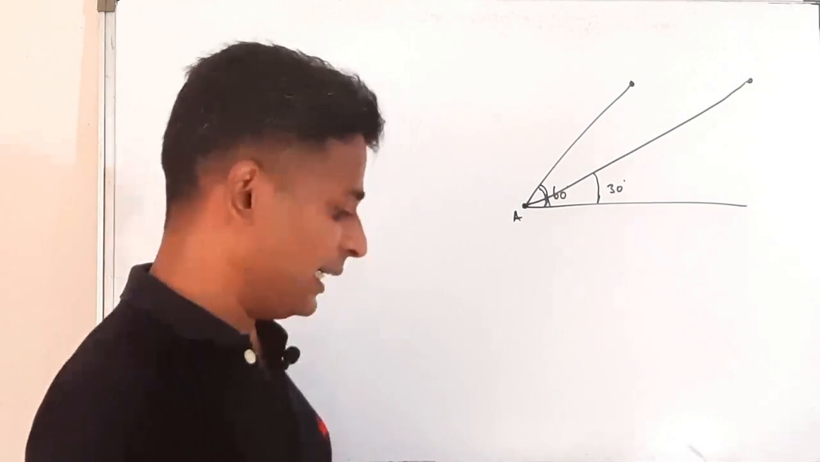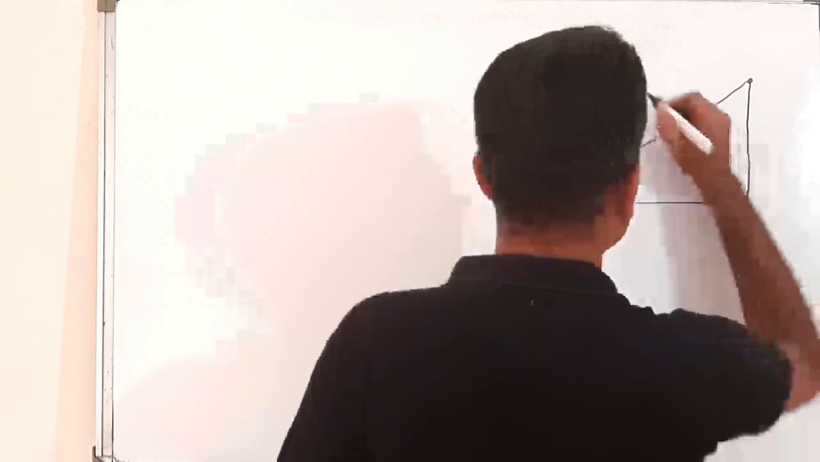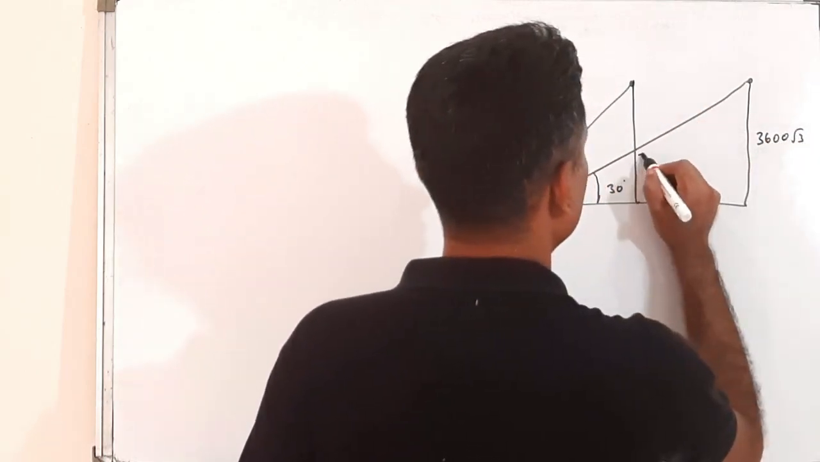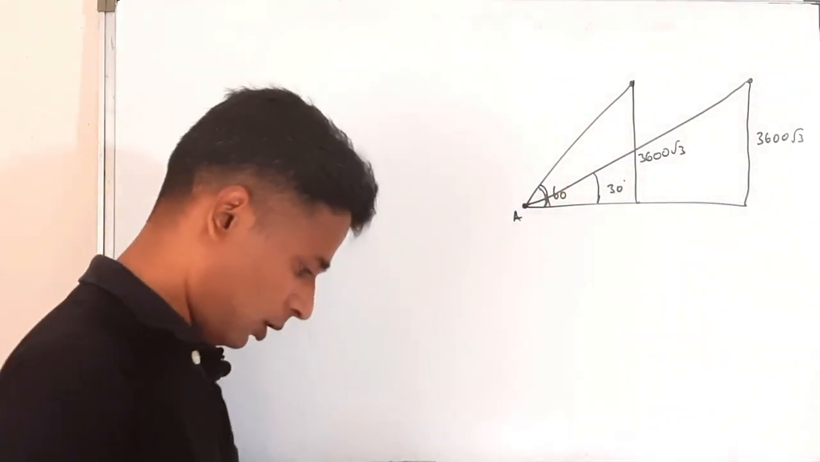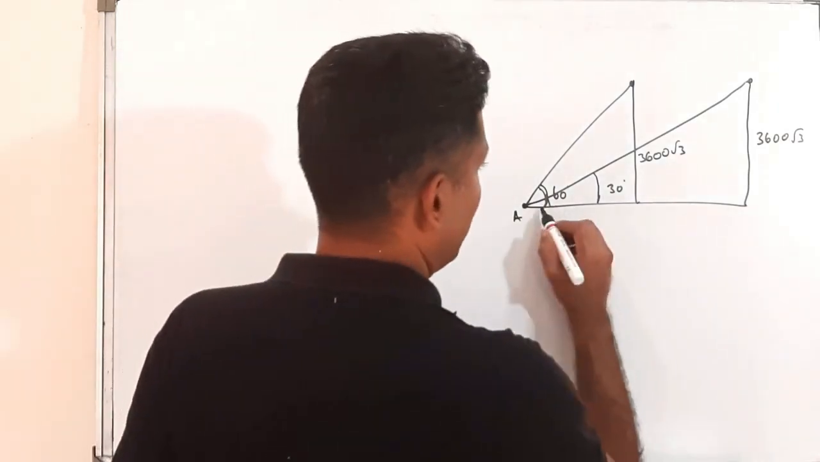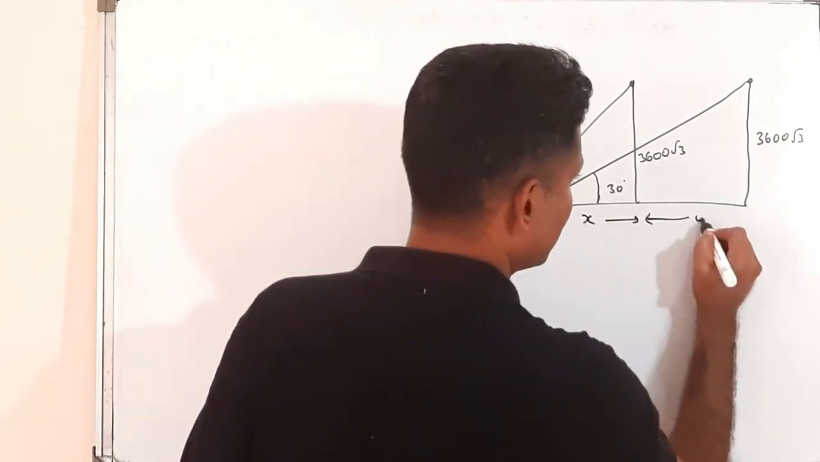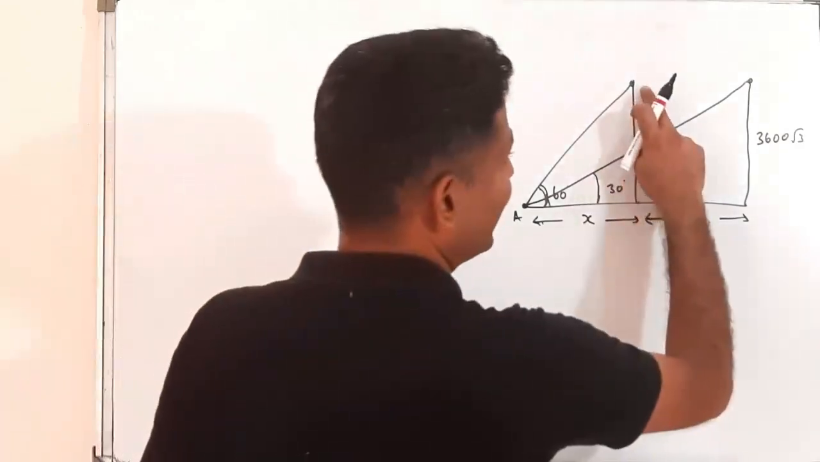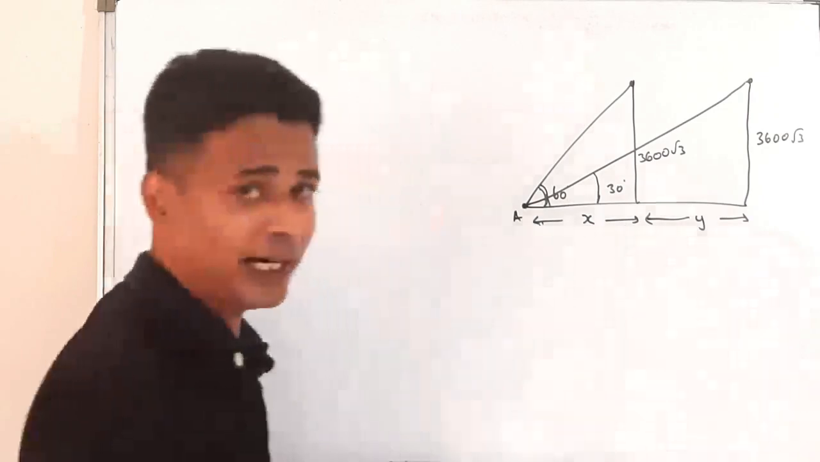If the plane is flying at a height of 3600 root 3 meters, so the height of the plane is 3600 root 3 meters. So this also is 3600 root 3 meters, this entire thing. Find the speed in kilometers per hour. Now let's say this distance is x, this distance is y. And it has traveled in 30 seconds from here to here. So first we need to find x, only then can we find y.